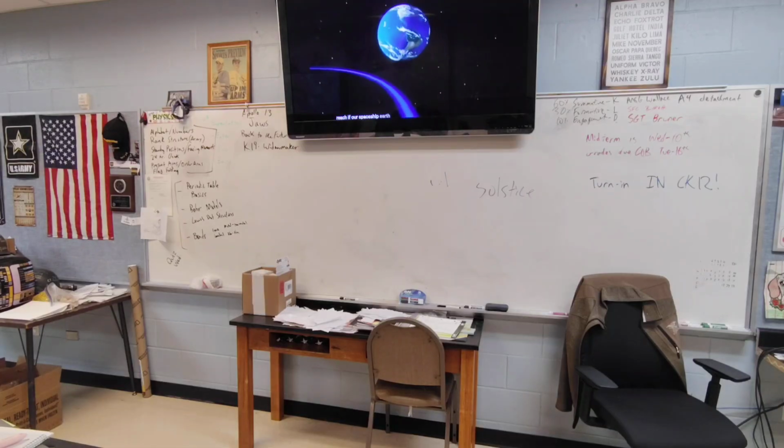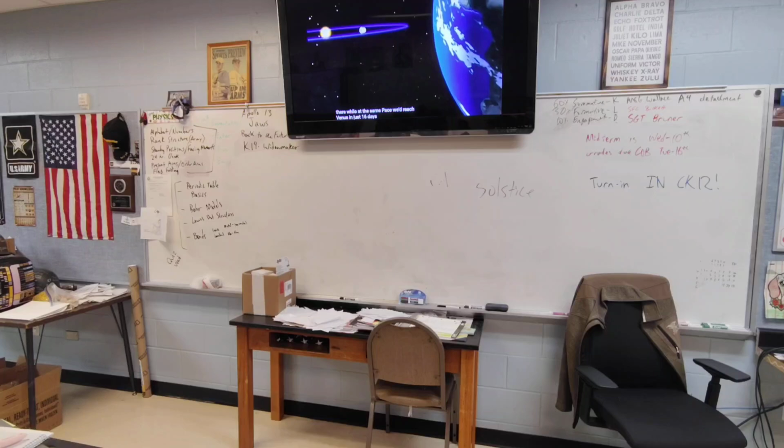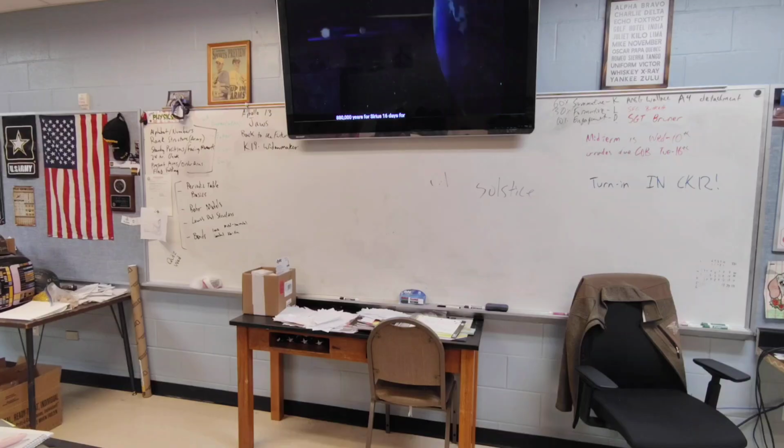If our spaceship Earth left its orbit and headed out of the solar system towards Sirius at its normal cruising speed, we'd take 80,000 years to get there. While at the same pace, we'd reach Venus in just 16 days. 80,000 years for Sirius, 16 days for Venus. That's the difference between the far-off universe of stars and our solar system with its nearby planets.